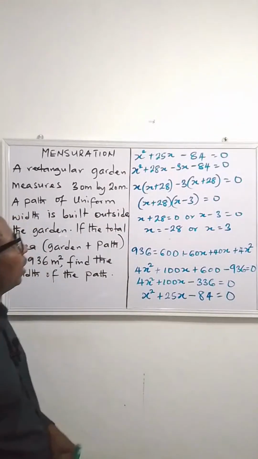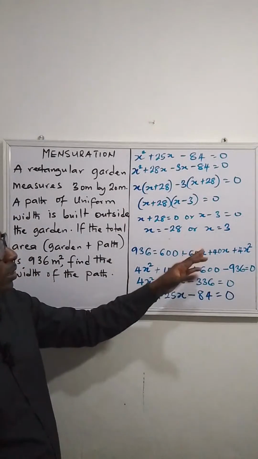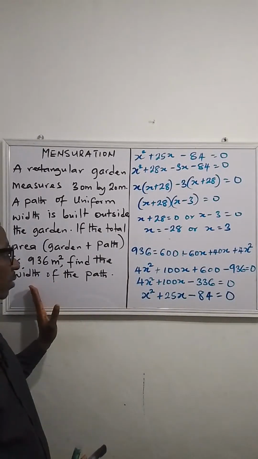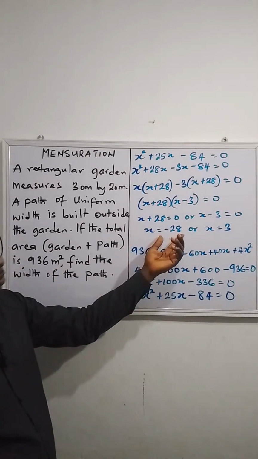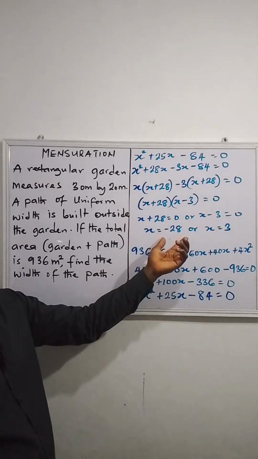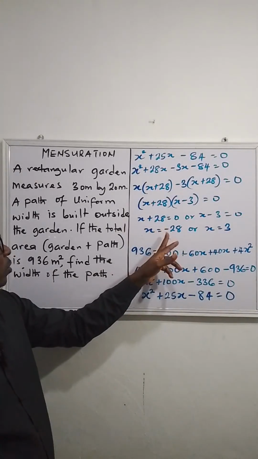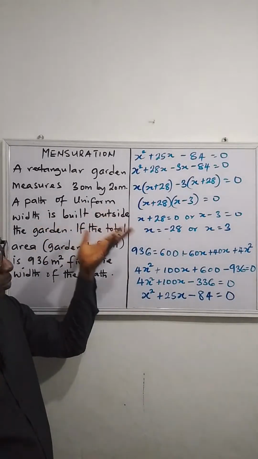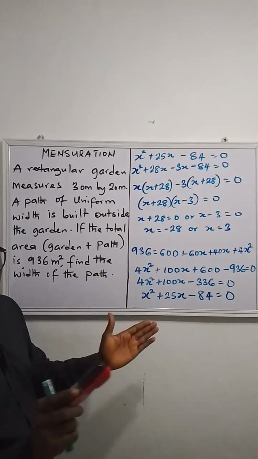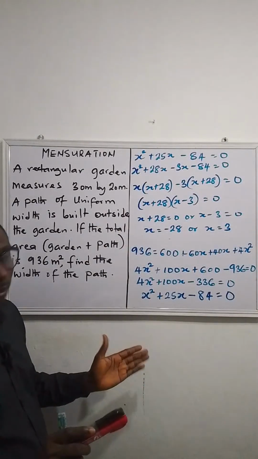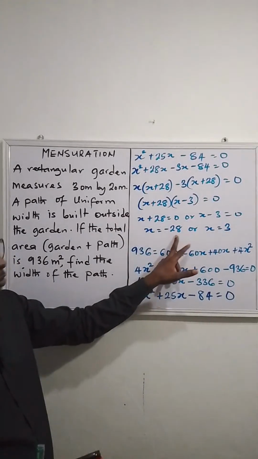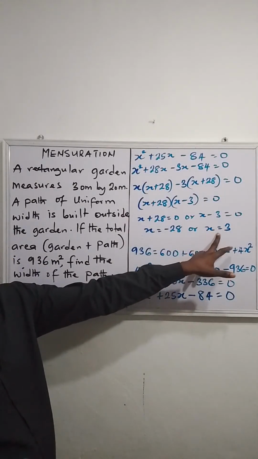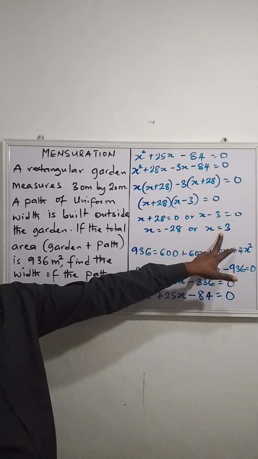Okay, so now what we are looking for is the width, which we represented with x, and that's what the question is asking for. So the width cannot be negative 28, because when you plug that into the expression we have, it's going to be a negative number. So you cannot measure a negative distance. So that means x cannot be negative 28. So the answer is going to be 3 centimeters.